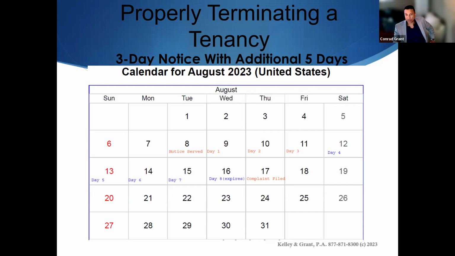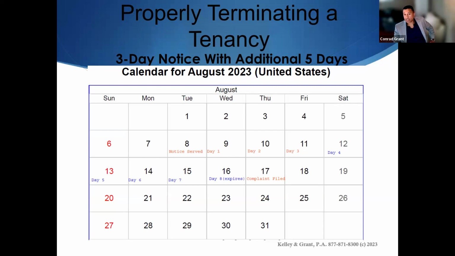And if you look in blue, you will see I added my day 4, 5, 6, 7, 8. And I know you might be thinking, but don't we have to skip weekends and holidays when you're adding the extra days? You don't have to skip the weekends and holidays. The notice just cannot expire on a weekend. Okay, those are consecutive days.